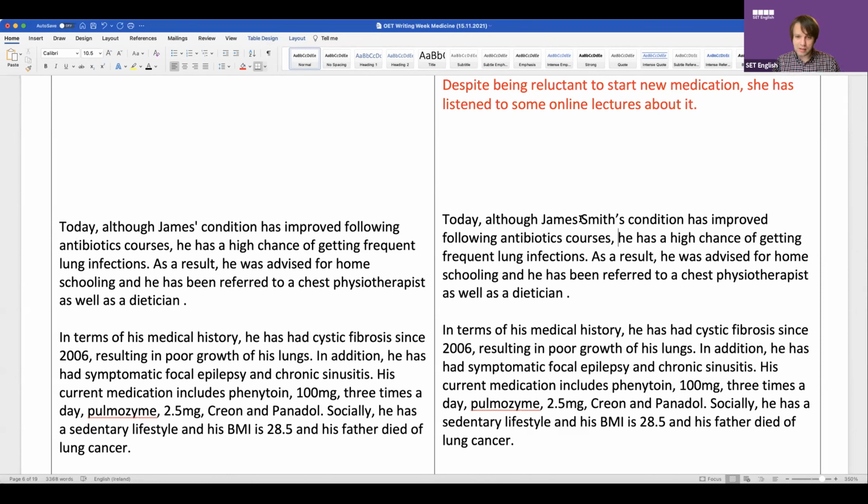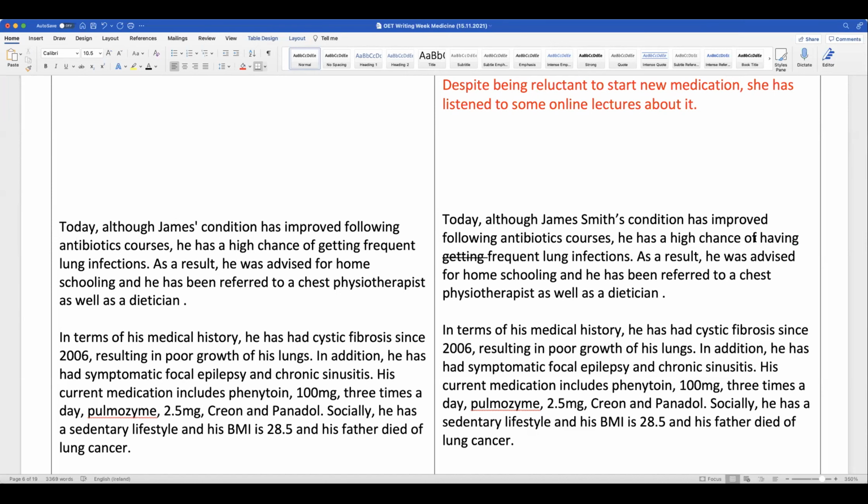He has a high chance of getting frequent lung infections. Of getting? What's wrong with getting? Problem. Informal. Yeah, using get is almost always informal. What does it mean here? Get has like 20 different meanings. It's a crazy word. But what does it mean here? Going by infections. Going, yeah, almost, but we need something. Having would work. Having, chance of having frequent lung infections.